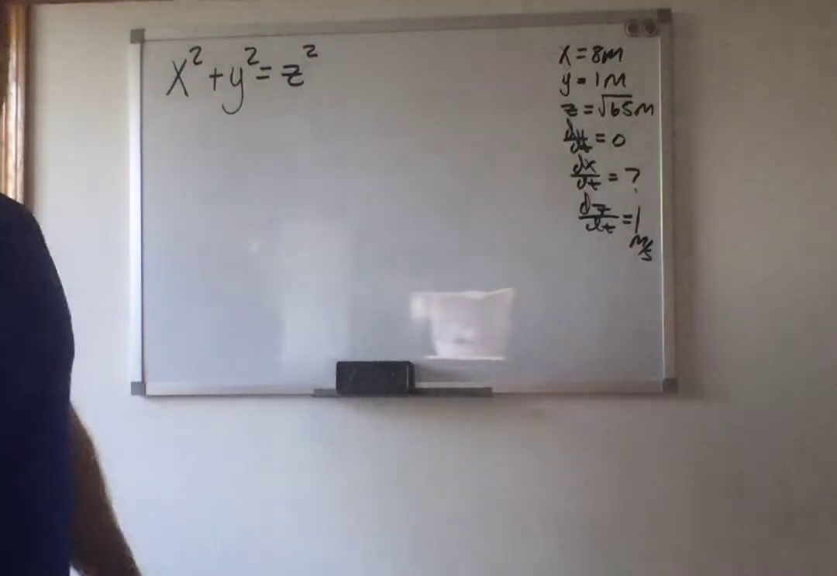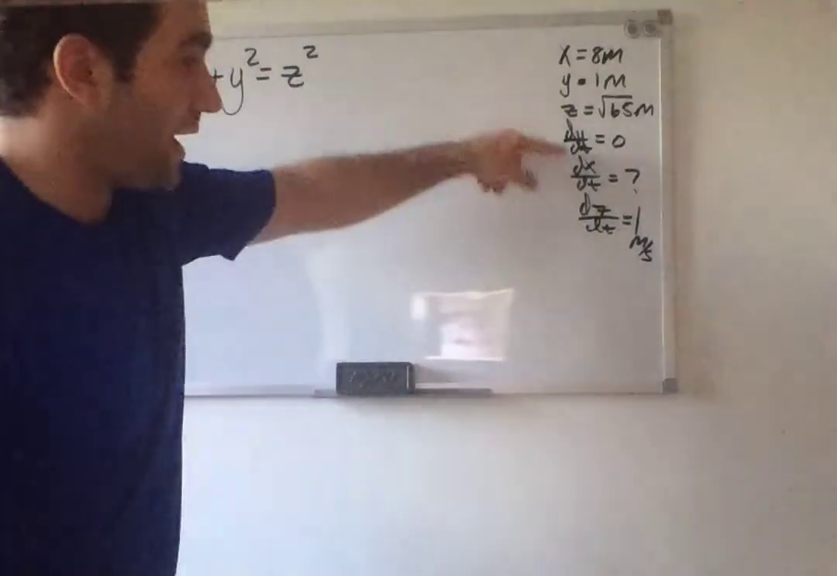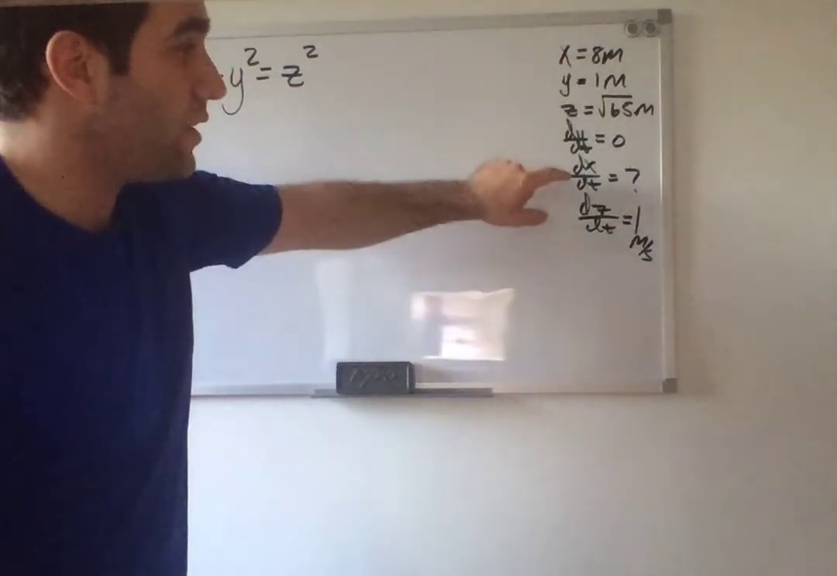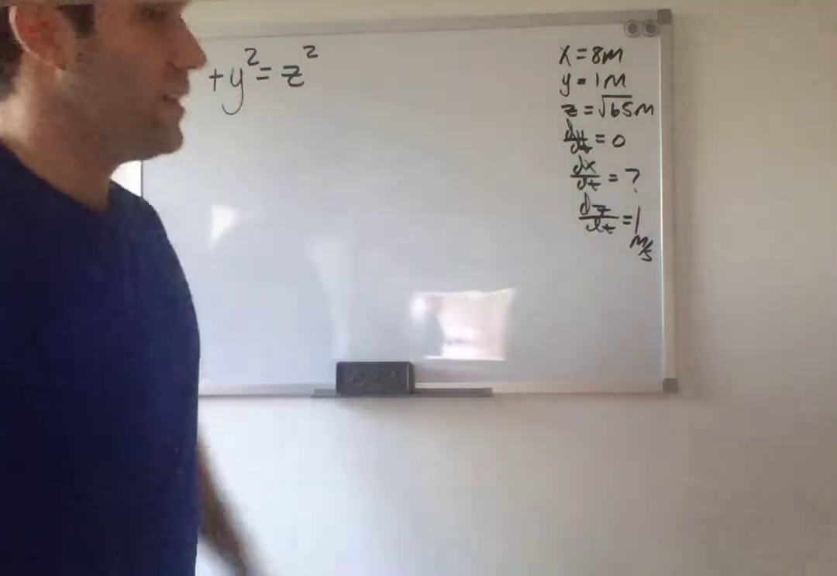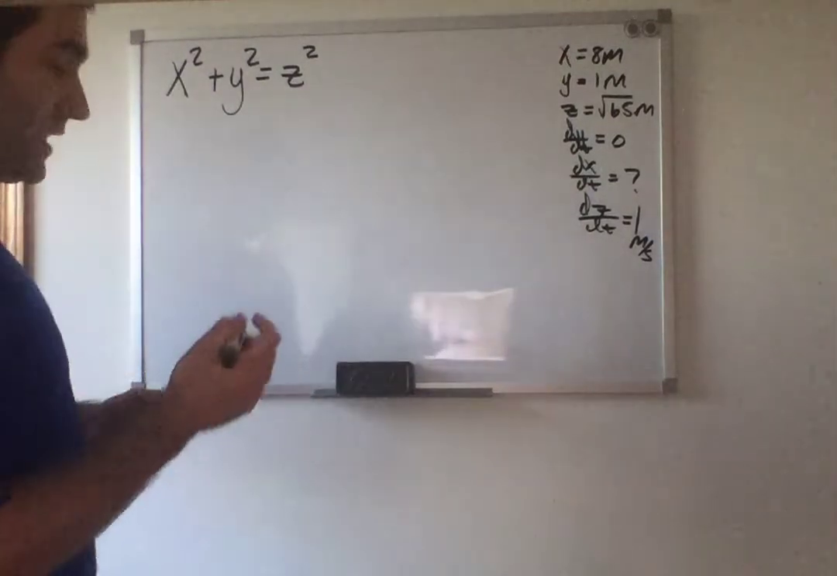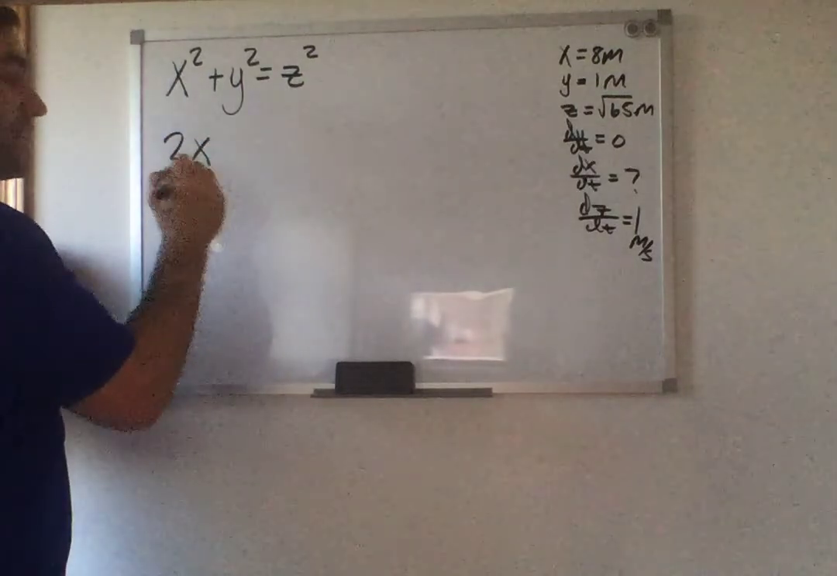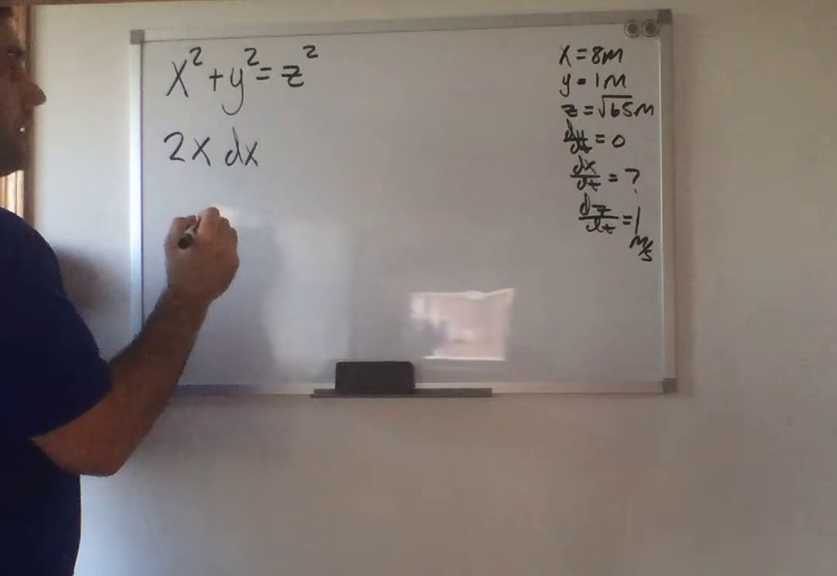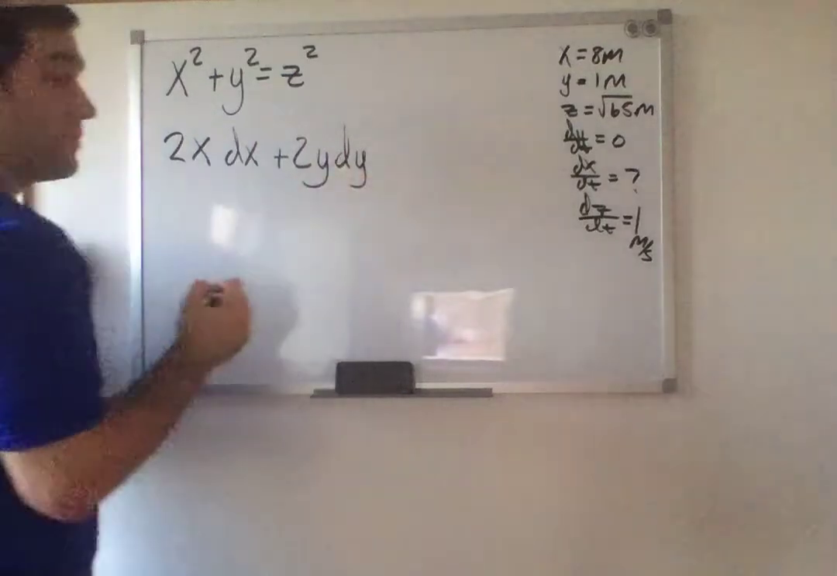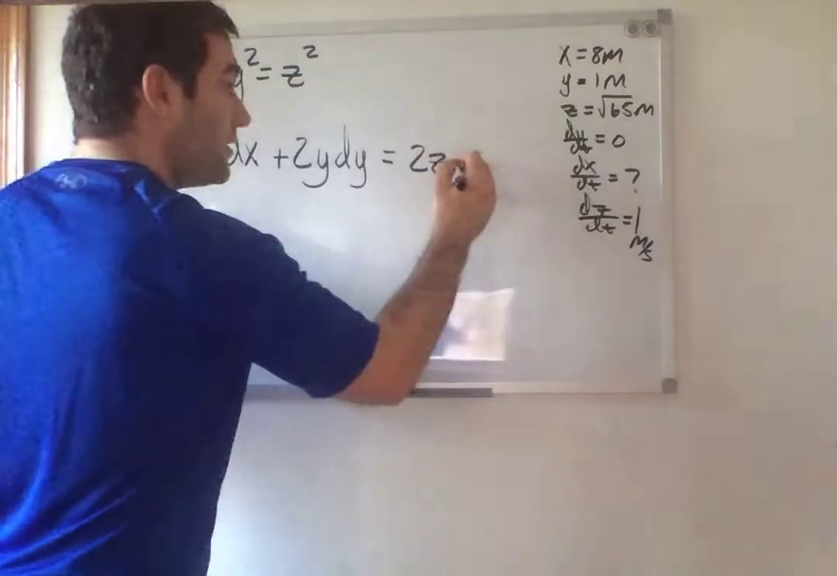Now we want to find a rate. Remember, these are related rates. If we know some rates, and we know what instances they occur at, we can find another rate. We're going to do this by implicit differentiation, just like we did the other problems. So differentiate x squared, you get a 2x, and then don't forget your dx. And then differentiate y squared, you get a plus 2y, again, don't forget your differential, your dy, is equal to 2z dz.